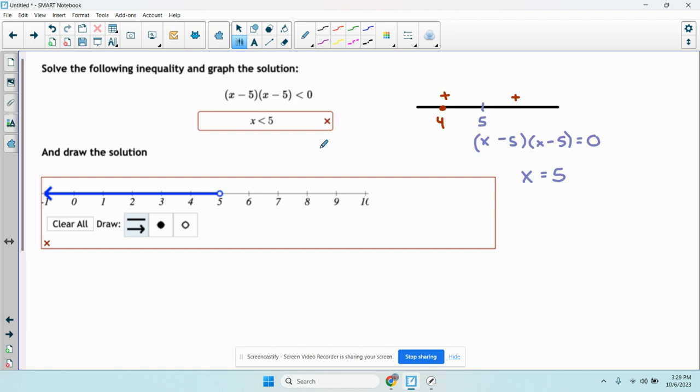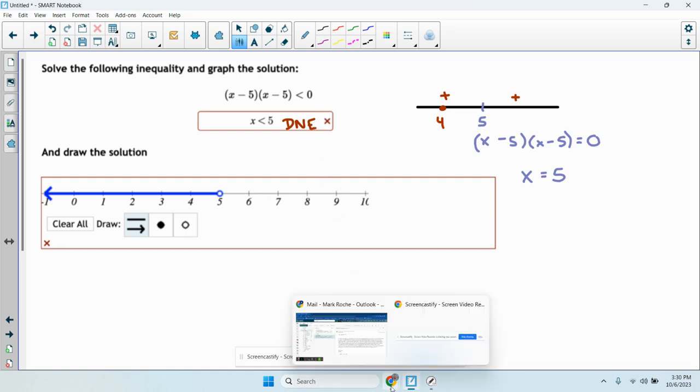Well, there's nowhere that I end up getting a negative result. It's only 0 at 5. So we're looking for the values where it's less than 0. That doesn't exist. So the answer here is going to be does not exist.